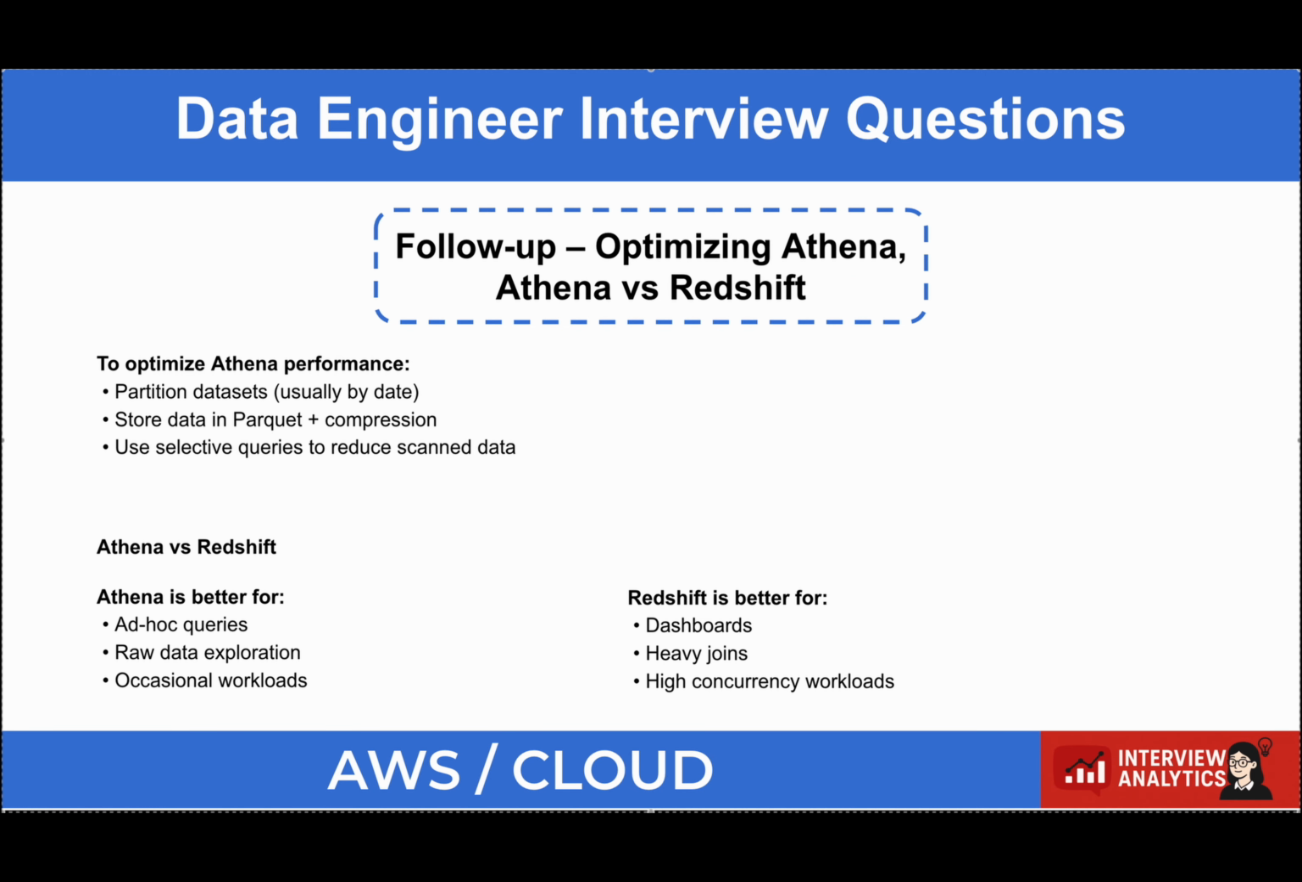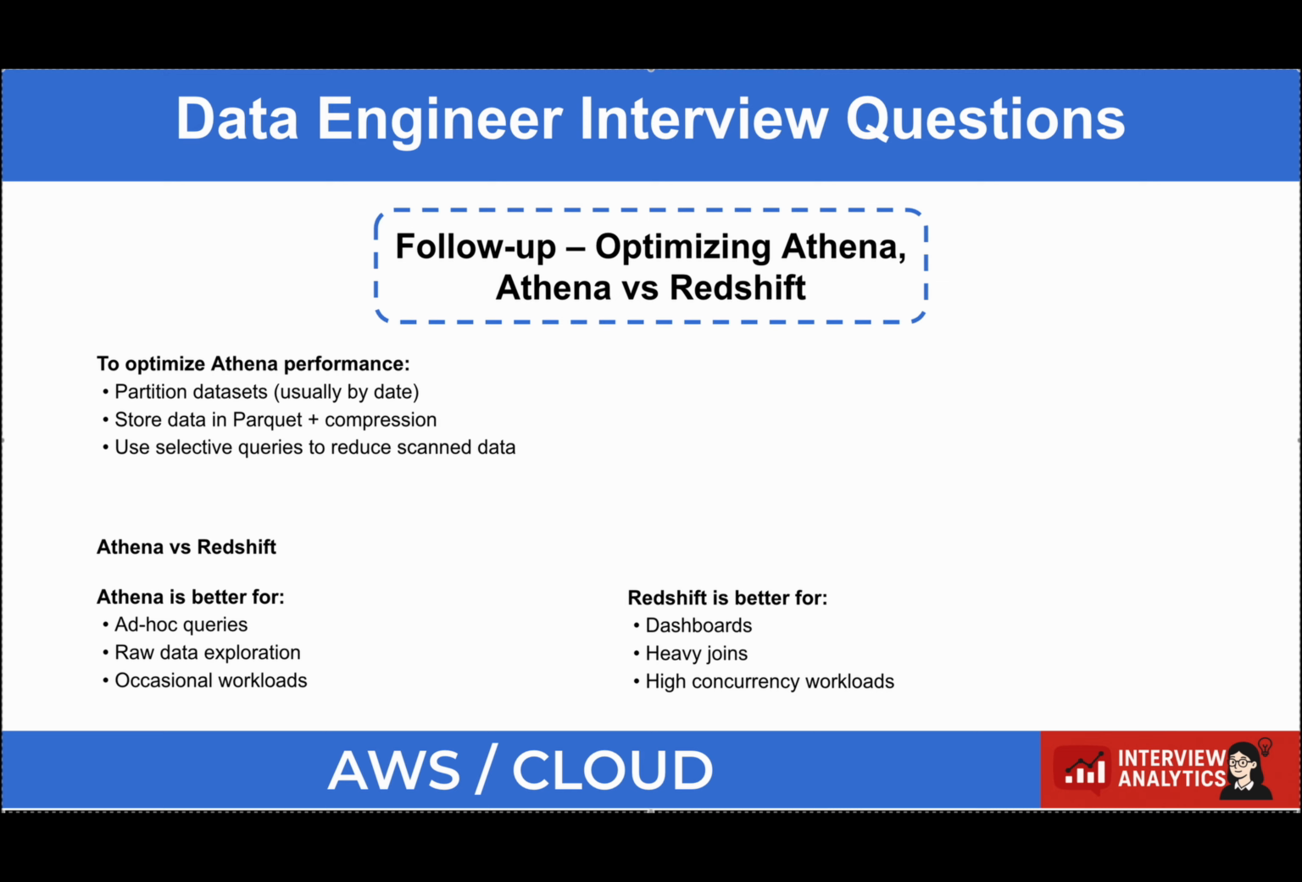One of the following questions could be: how can we optimize Athena performance, and what is the difference between Athena versus Redshift? To optimize Athena performance, we can use partitions. We can partition by date, by hour, by months, depending on the frequency of incoming data. We can store data in compressed formats like Parquet or ORC. Use selective queries to reduce the scanned data.